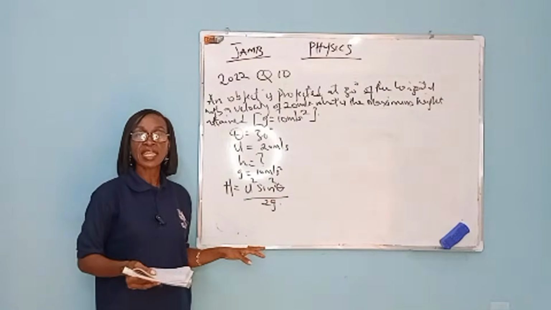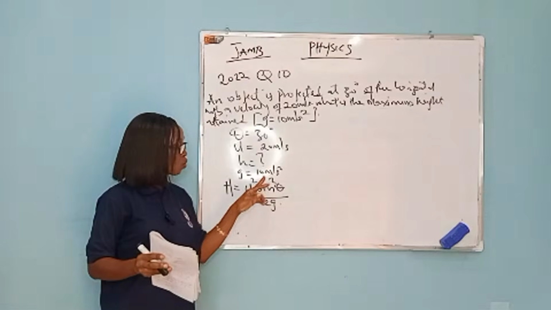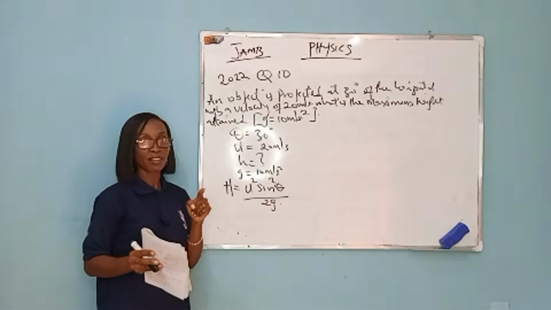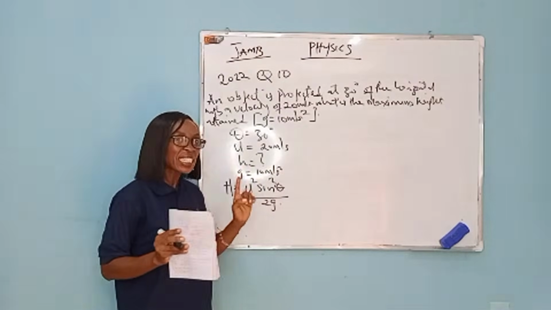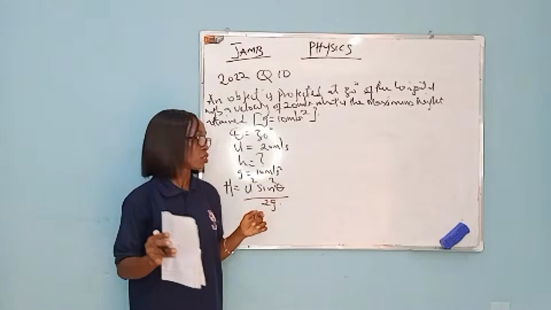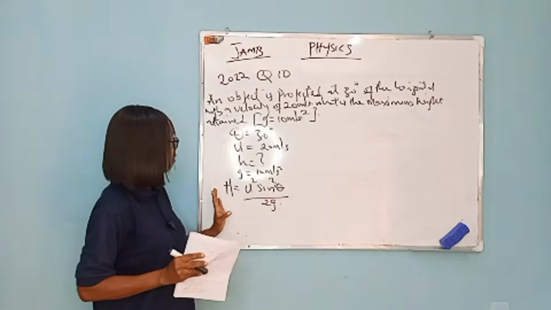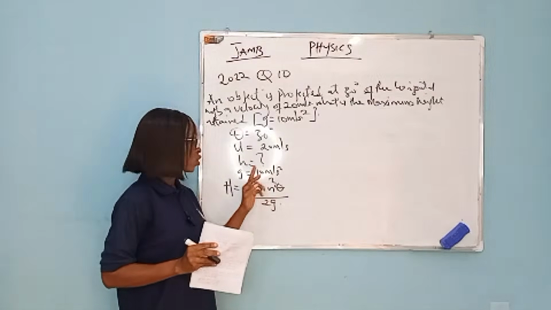Sine square theta all over 2g. Please, there's a difference between sine square theta and sine 2 theta mathematically. Sine 2 theta and sine square theta are two different things, so we should be conversant with our calculation. Okay? Now, having known that, to get the maximum height, h is equal to u square sine square theta all over 2g.